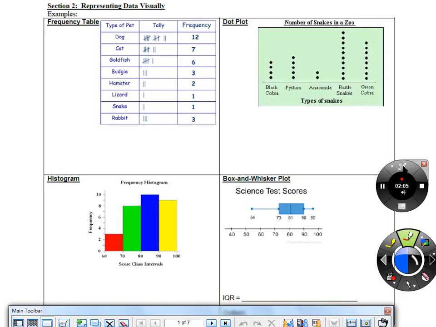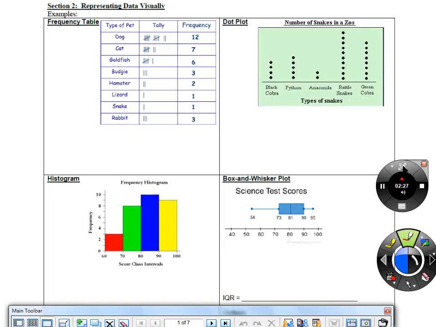Okay? So histogram has chunked data. So the scores in here are from 60 to 70, 70 to 80, 80 to 90, 90 to 100. And then you can see if you had those same groups on a frequency chart, the height of the bar would be how many tally marks you had for that one. Okay? Or if you had those same groups on a dot plot, the number of dots would be how high you drew the bar here for the histogram.